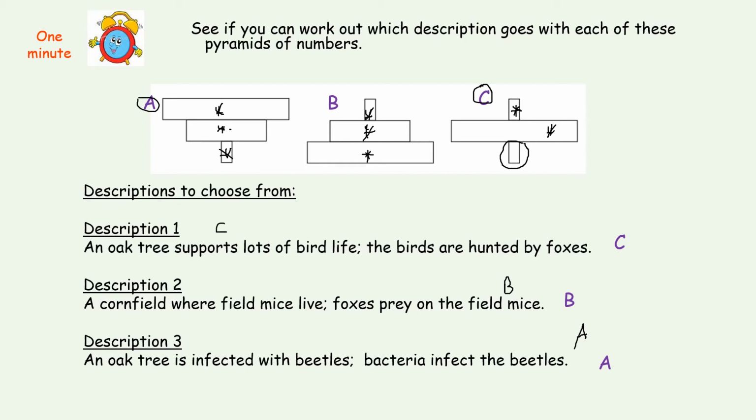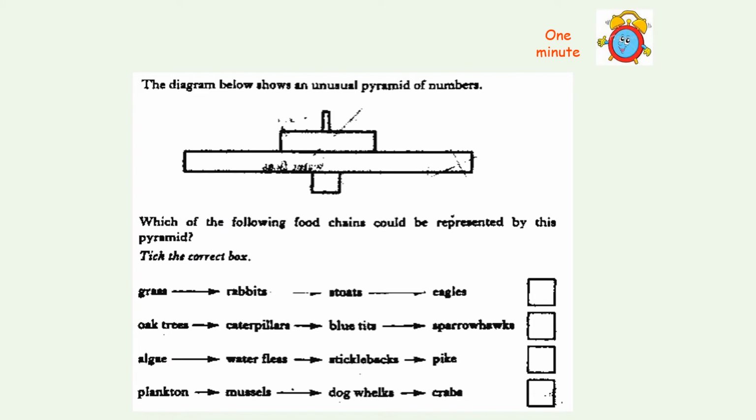If not, then go back and watch the video again. Try to pause the video and answer the question before I go over the answer. So the question is, diagram below shows an unusual pyramid of numbers. Which of the following food chains could be represented by the pyramid? Tick the correct box.